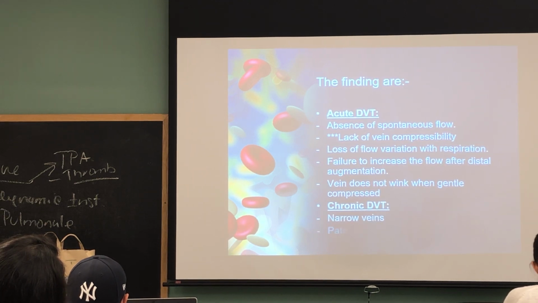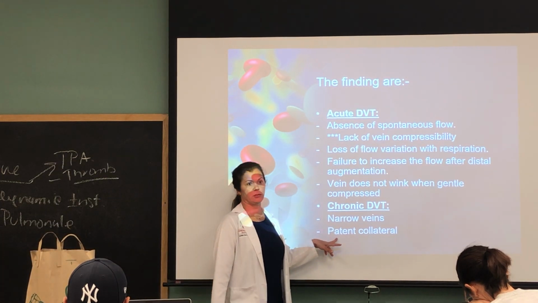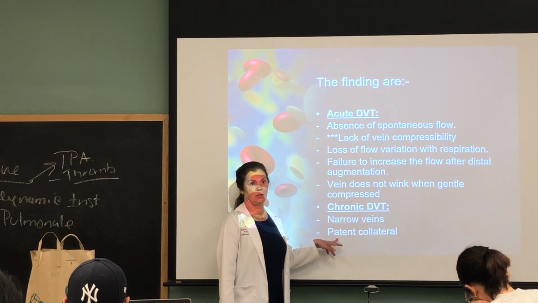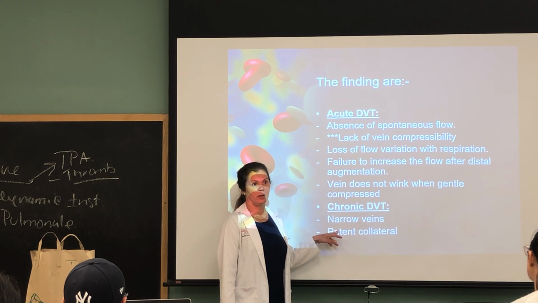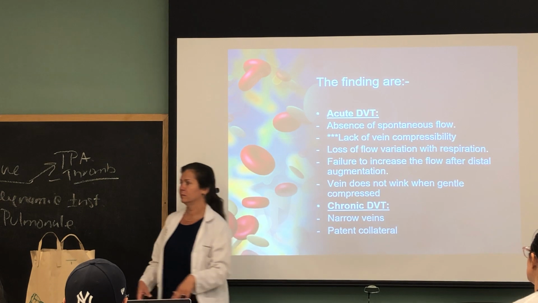Now for chronic DVT, you're able to see collateral circulation, okay? And in addition to that, the clot is already mature, okay? And you're able to see blood flow around it.